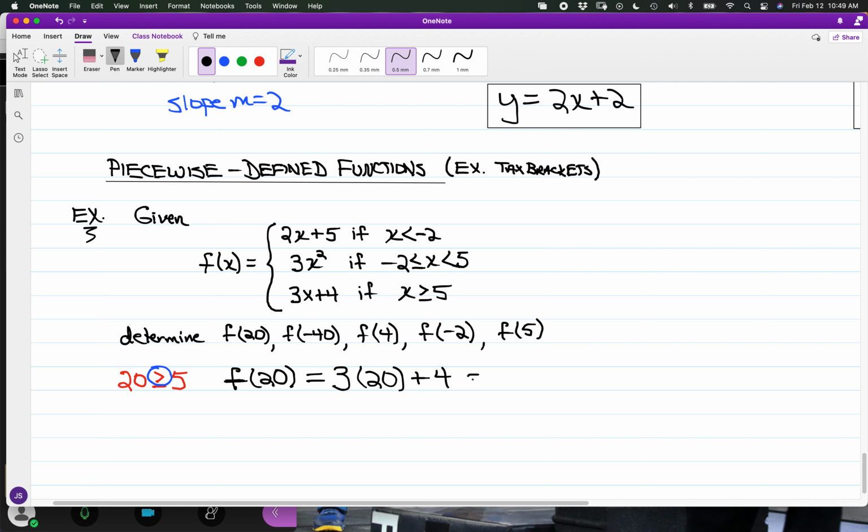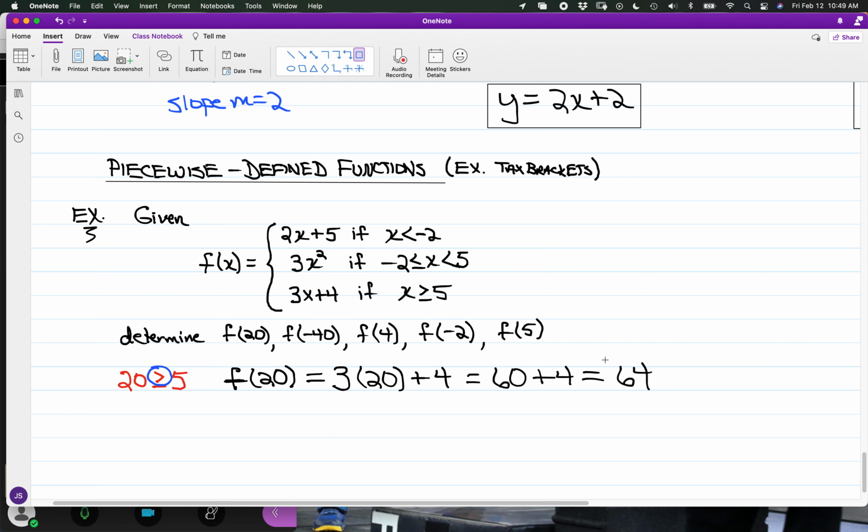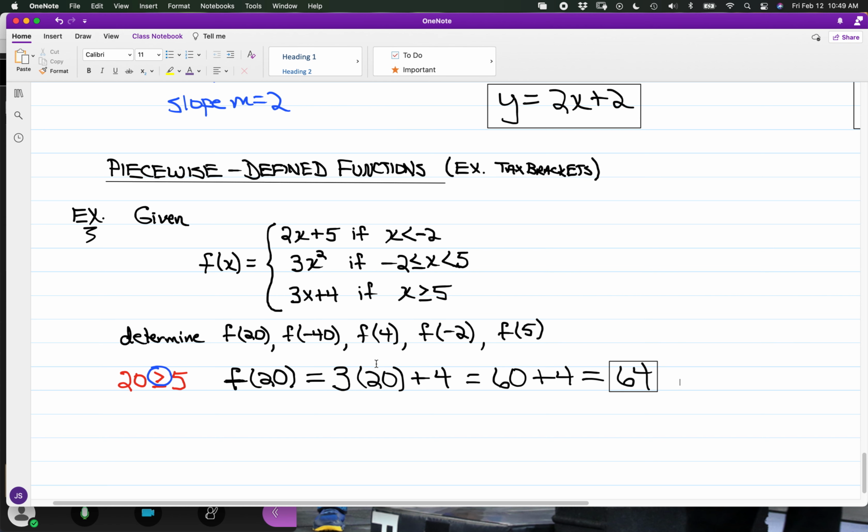So yeah, 3 times 20 is 60. And we have 60 plus 4, which will come out to 64. Again, why did I use 3 times 20 plus 4? It's because of the input 20. And that fit in with the last inequality, so you use this part of the function. Now for f of negative 40.